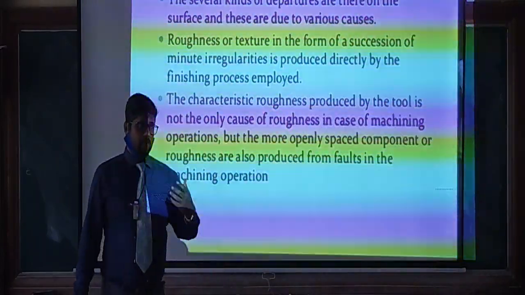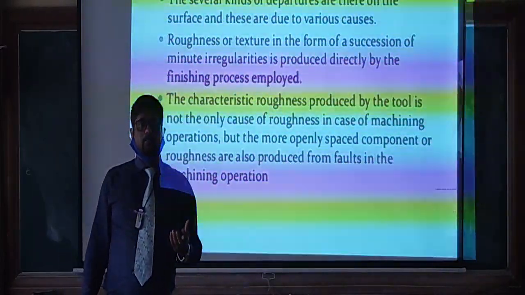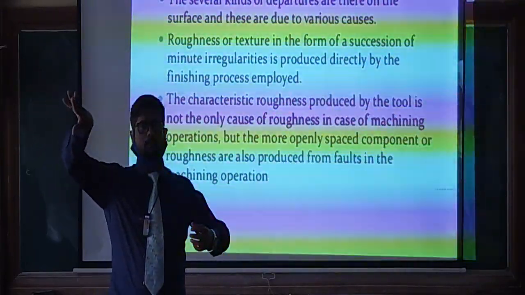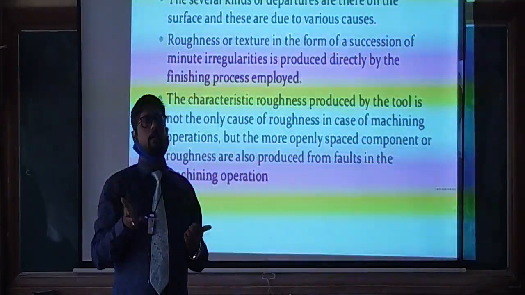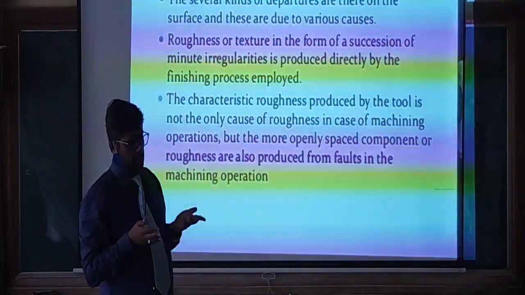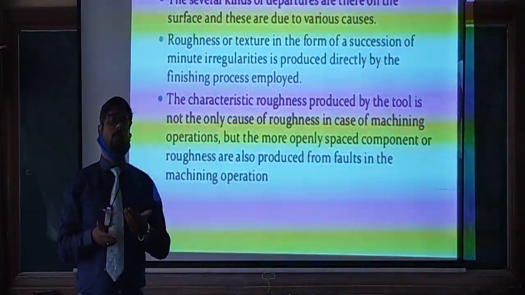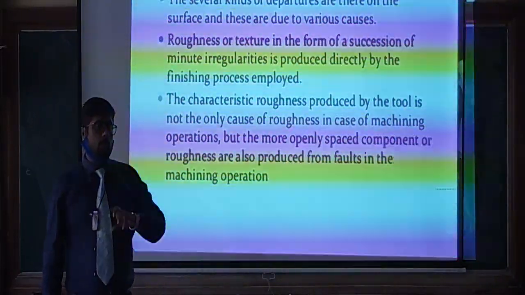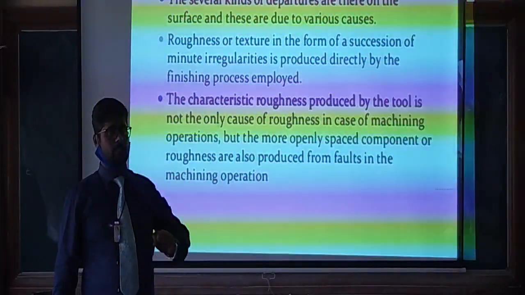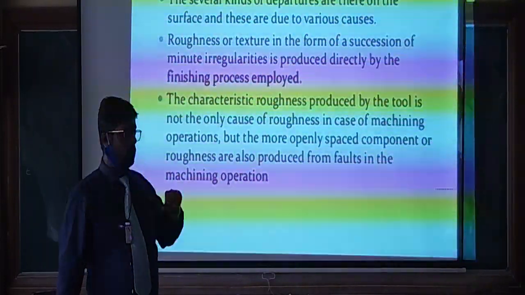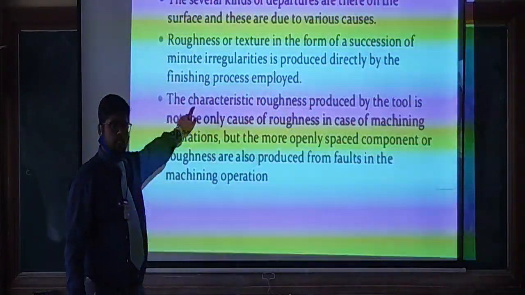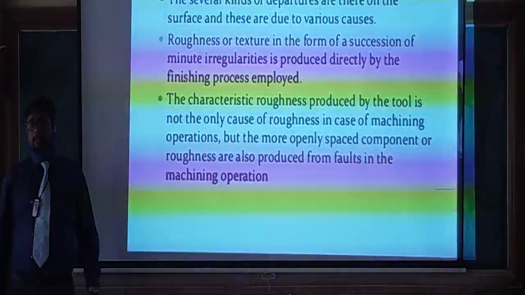Whatever the characteristics, we are setting the parameters, writing the program, and loading that program in the controller system, and then doing the machining operation. What is my output characteristic? The output characteristic is surface roughness. Now how are you going to measure that surface roughness? What are the causes, and what is the effect of these parameters on the roughness? That is very important.